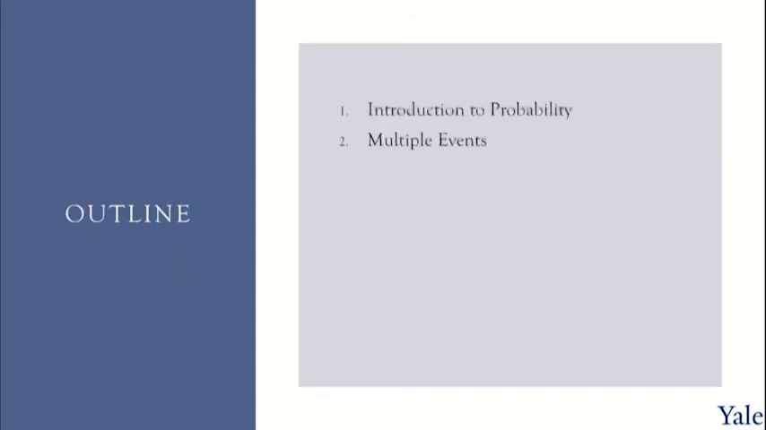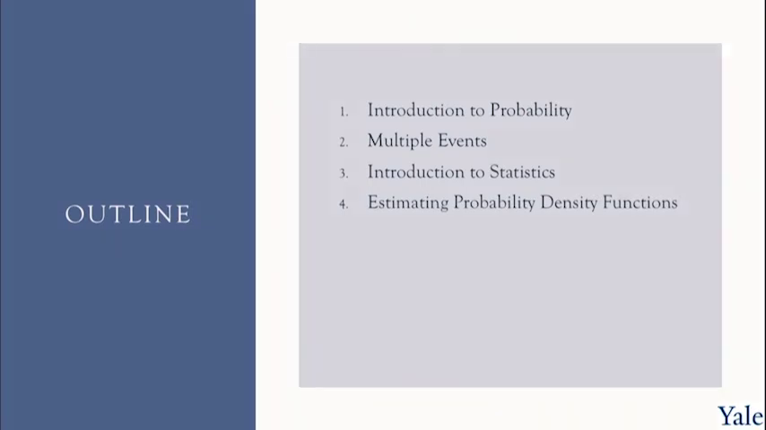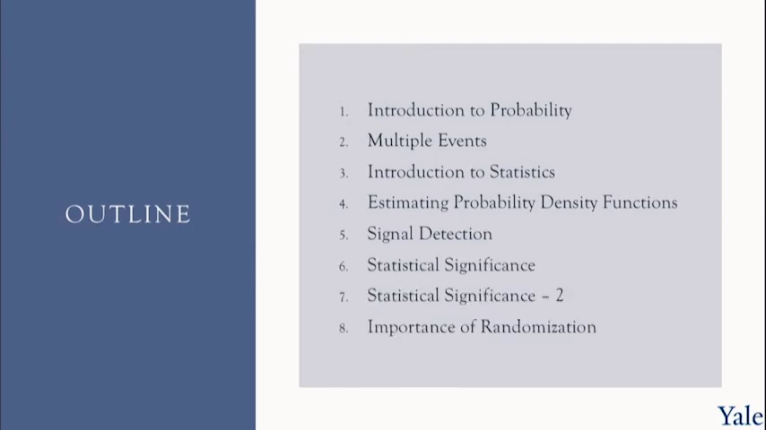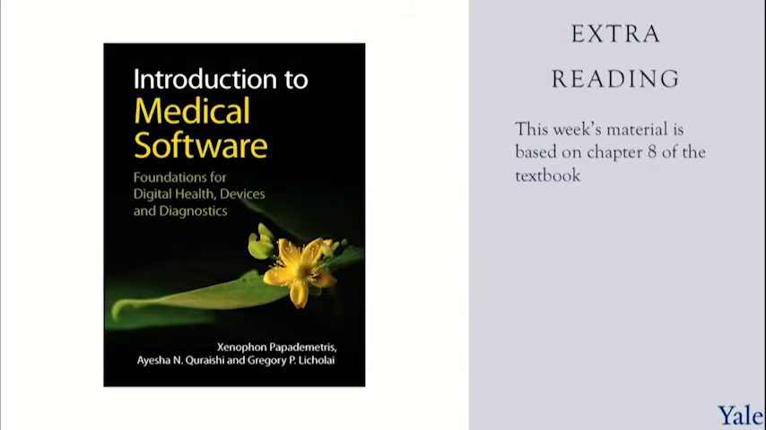As an outline, we have 8 short segments. The first 2 talk about basic probability theory and introduction, and then we'll talk about multiple events. Then we'll have 2 segments giving an introduction to statistics, the basic introduction, and then the process of estimating probability density functions. Segment 5, we'll talk about the critical process of signal detection. Did something happen? Do we have an event here? And then the last 3 are going to be a little bit of the foundations for clinical trials, a discussion of statistical significance and randomization.